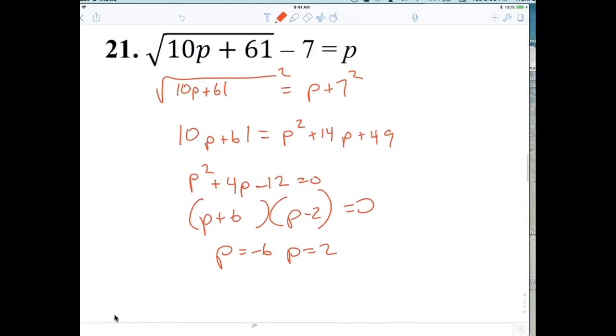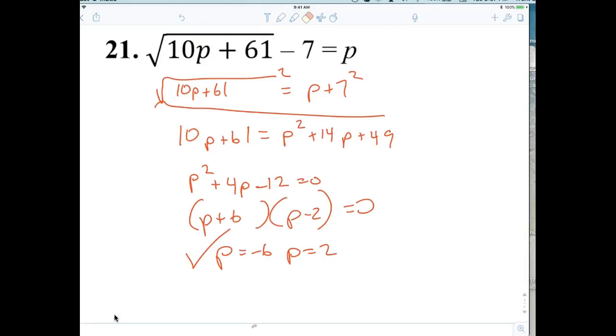Is it possible for it to be negative 6? Yes, it is. Thank you very much. So it would be negative 6 plus 7, and that would still be positive, and you want it to be positive. Oh, okay. How do we check the answer? Plug the numbers in. So you're going to plug the number in right here.